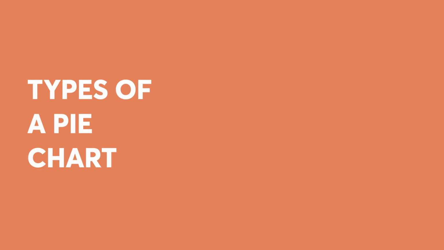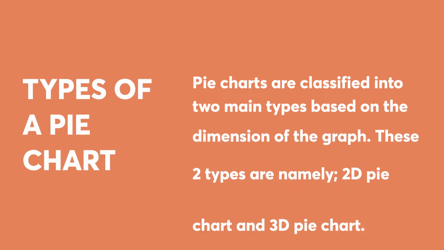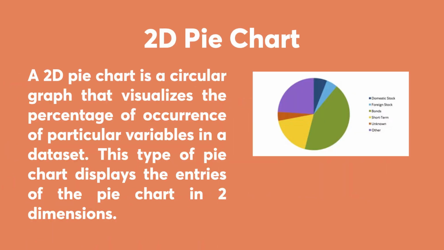Pie charts are classified into two main types based on the dimension of the graph. These two types are namely the 2D pie chart and the 3D pie chart. A 2D pie chart is a circular graph that visualizes the percentage of occurrence of particular variables in a dataset. This type of pie chart displays the entries in two dimensions.